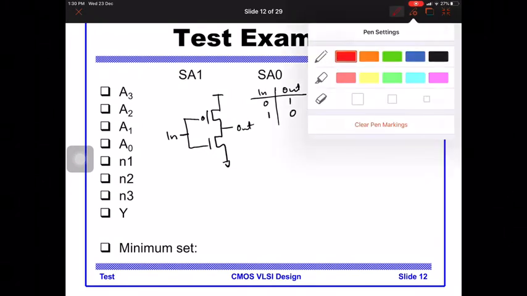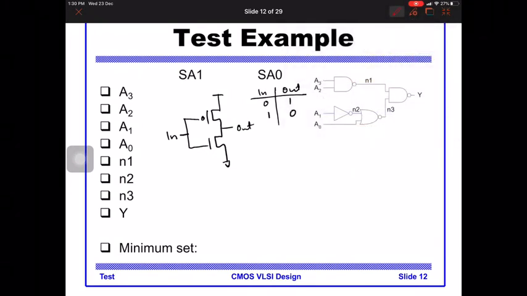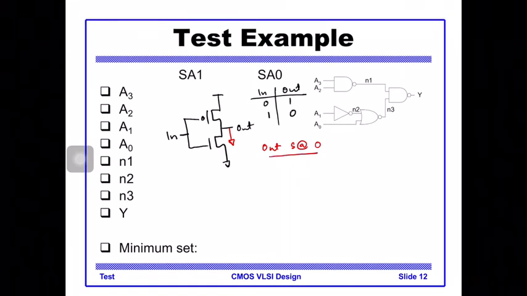Now something has happened during manufacturing and the output is suddenly shorted to ground. So the output is stuck at 0. When the output is stuck at 0, it will always be 0 no matter what the input is. So how do we test this? How do we test whether the output is stuck at 0?